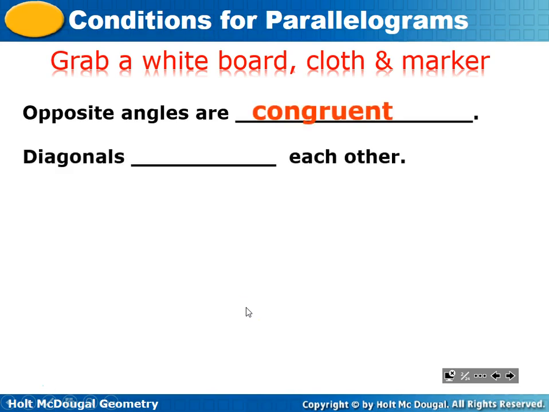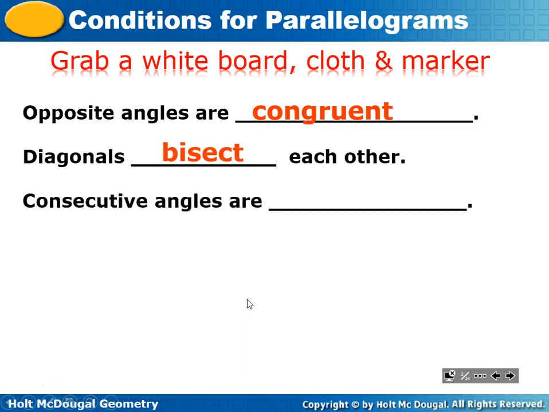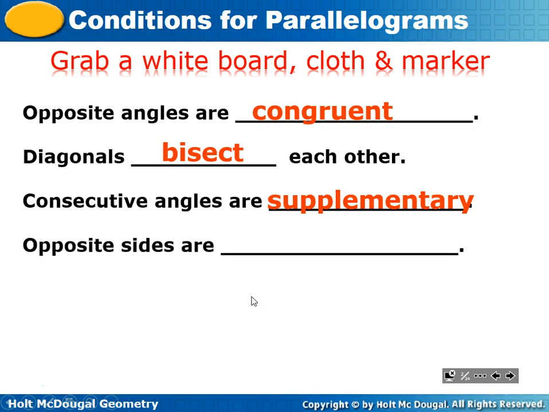Diagonals bisect each other. Consecutive angles are supplementary. And opposite sides are, yes, we know they're parallel, but we know this is a parallelogram. So opposite sides are congruent again.